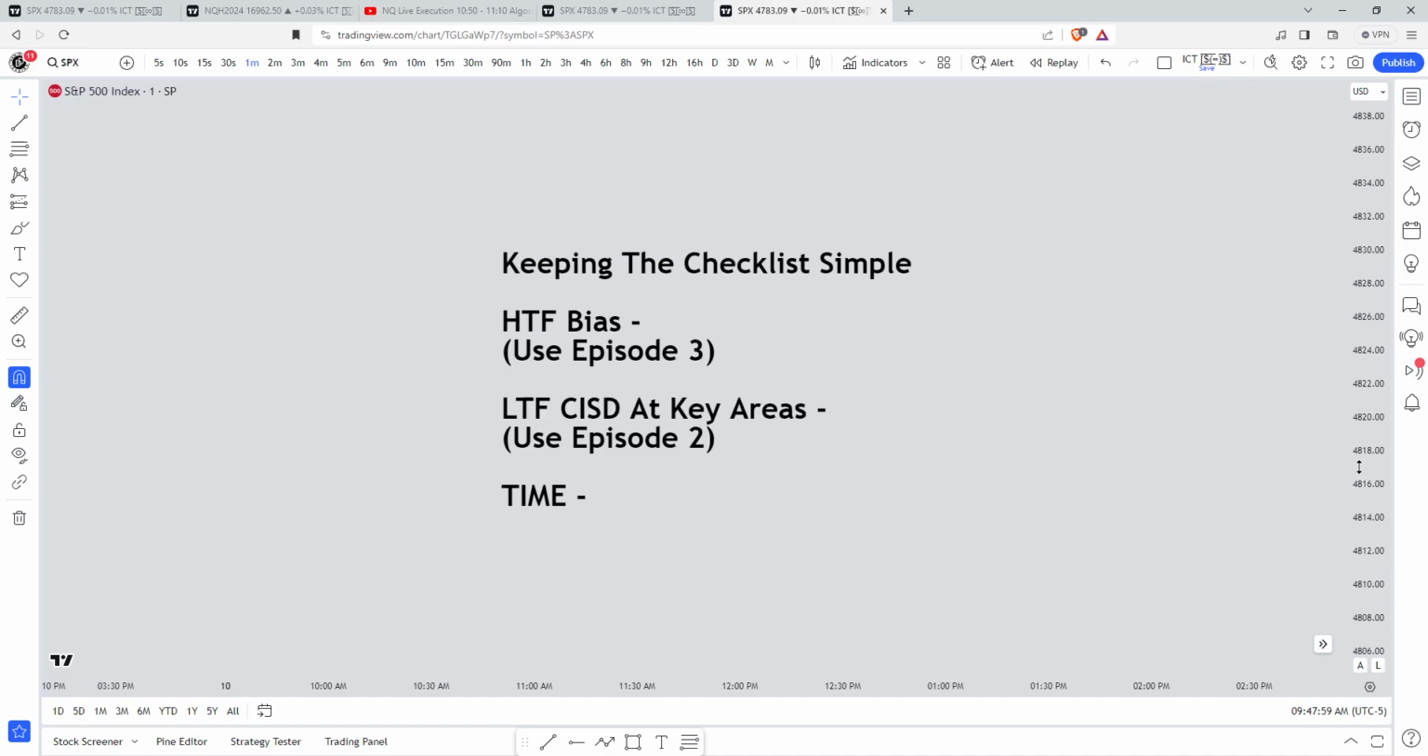And you could also use time. You could utilize something as simple as kill zones as confluence, or macros. That's what I do. It doesn't have to be at a macro for me to trade. It's something I'll just use as extra confluence though.